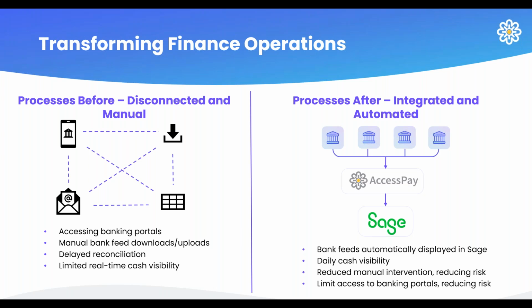So there on the left, you can see this is before using AccessPay, so quite a manual process, downloading feeds out of banking portals, uploading them into Sage, obviously delaying reconciliation and not giving you that real-time cash visibility through your accounts. And with AccessPay, we sit in between the bank and Sage and deliver your bank feeds each day from the banks into your Sage Intacct platform. So you have daily cash visibility, and it removes any manual need for downloading feeds, uploading feeds, or any spreadsheets or any other manual processes that you're currently doing.